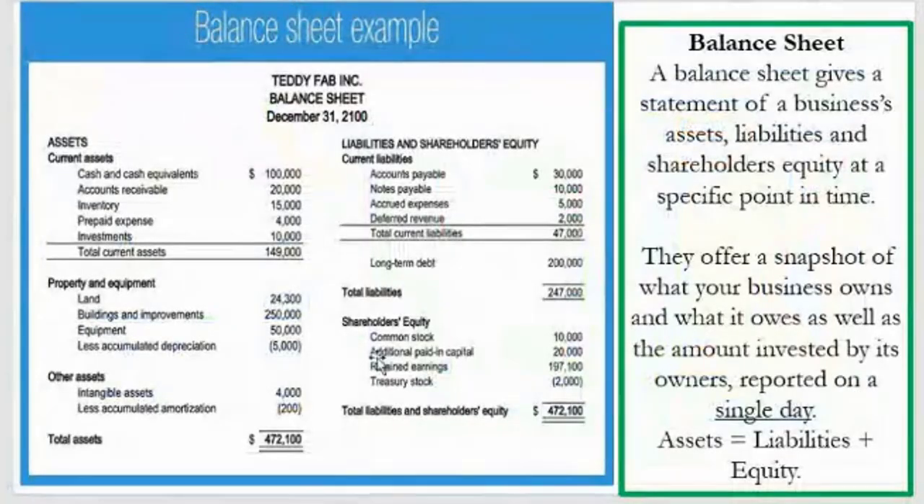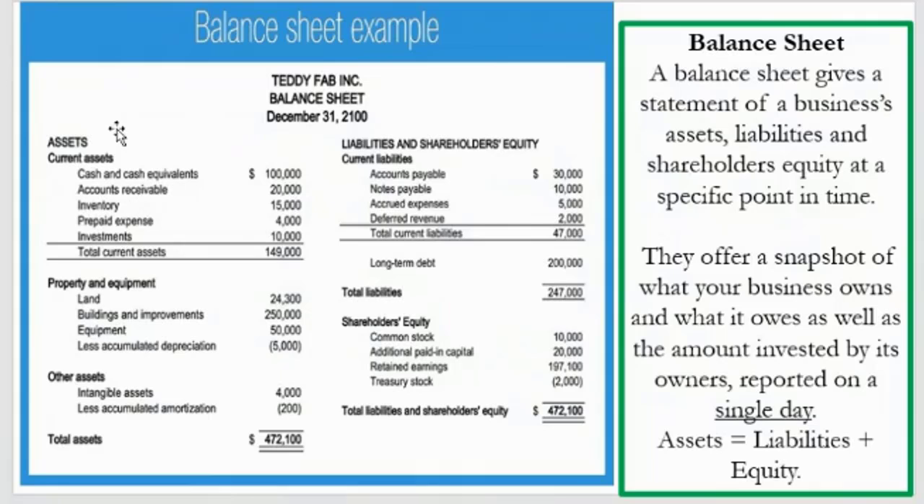All right, so this is a balance sheet, and a balance sheet is basically giving you the statement of the business's assets, liabilities, and equity at a specific point in time. And you see that it gives you December 31 right here. And so assets would always equal liabilities plus equity.